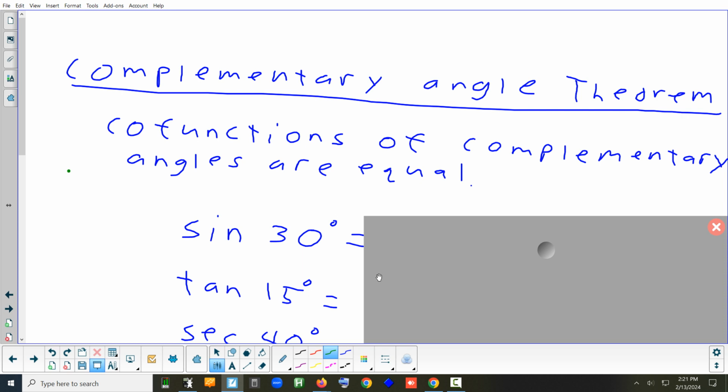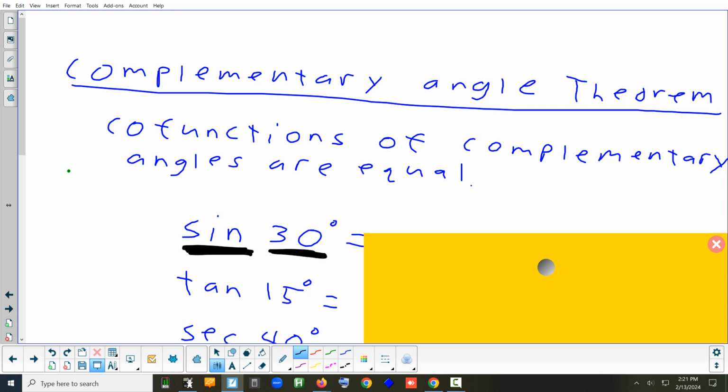So let's see if we can try it with these numbers. Sine of 30. So think in your head, what's the cofunction of what I just underlined? And what's the complement of 30? And that's going to be what's under that box. So what do you think the sine of 30 is the same as? The cosine of 60. The cosine of 60. Yep.